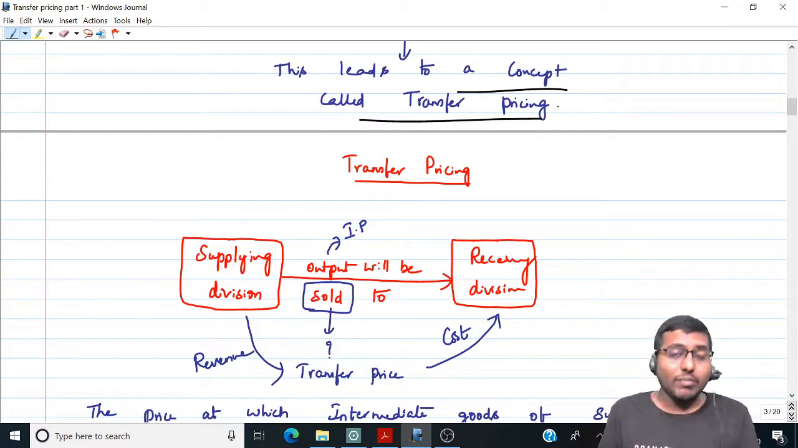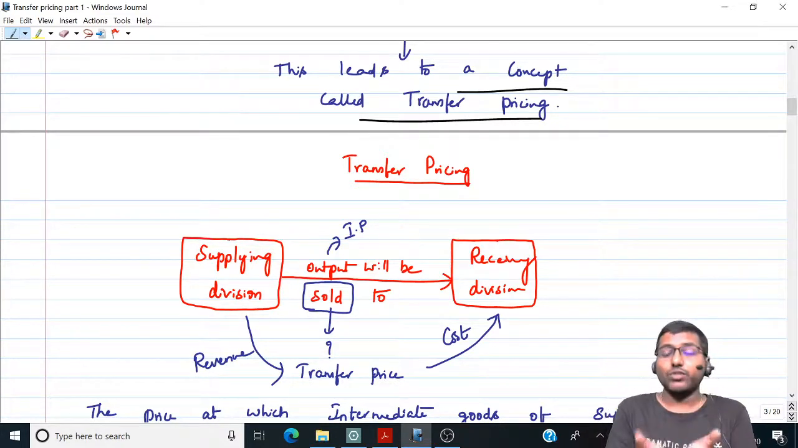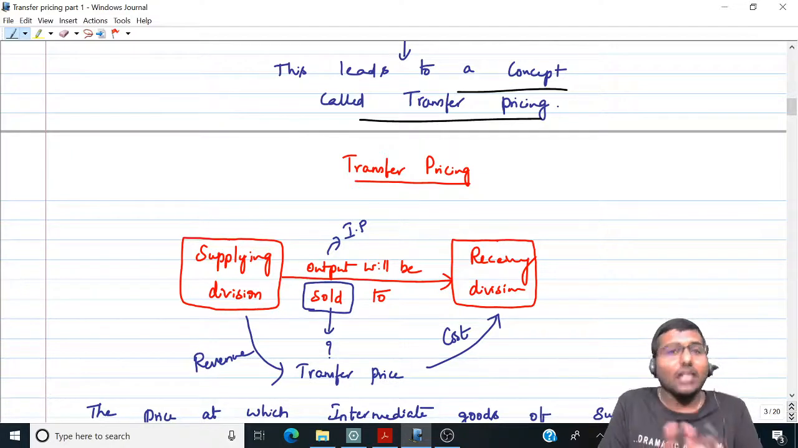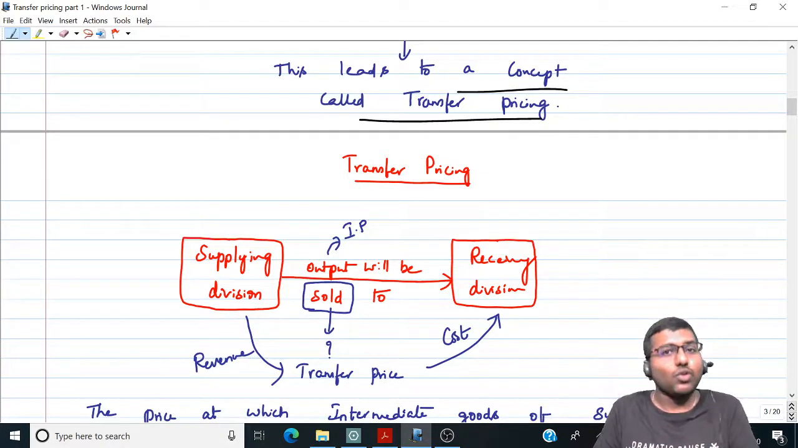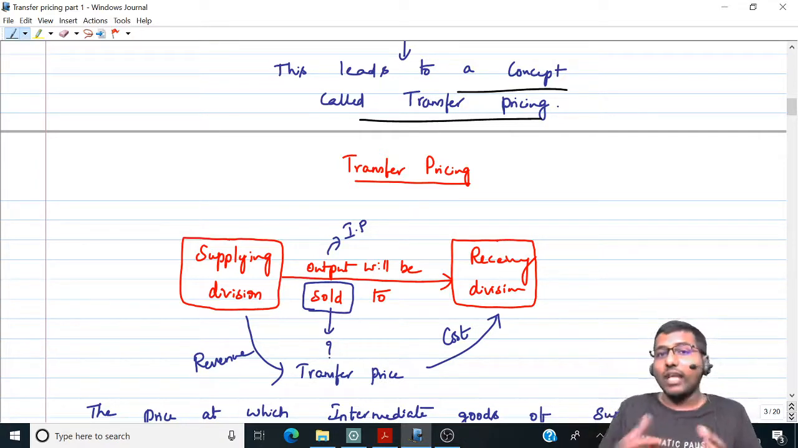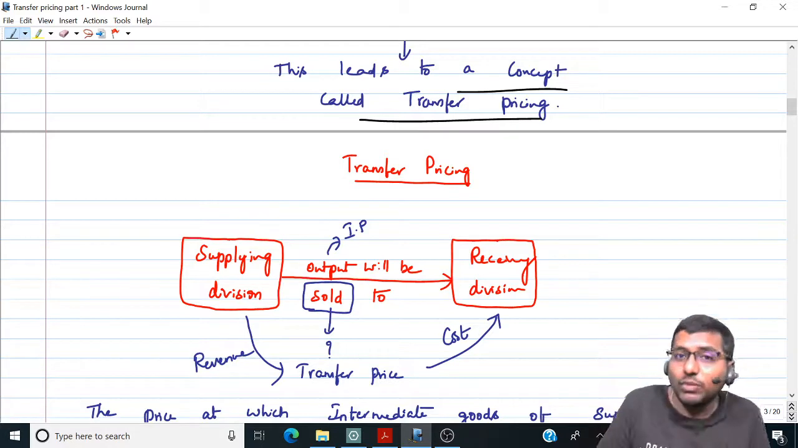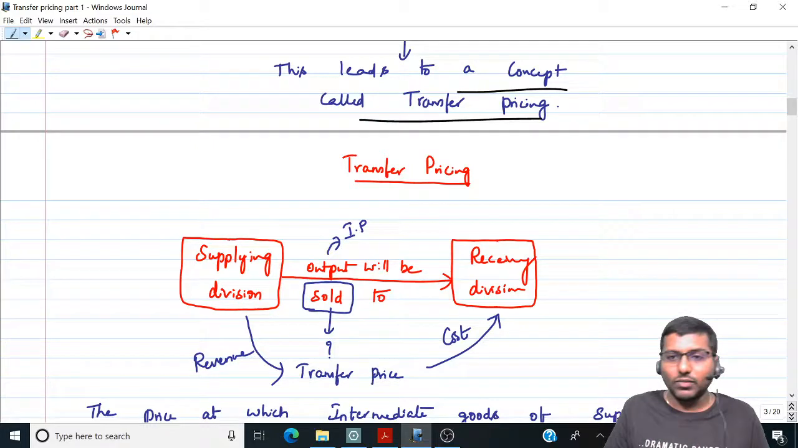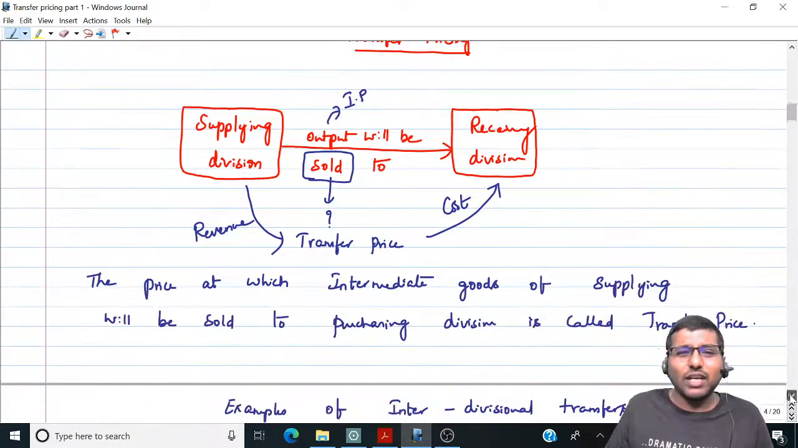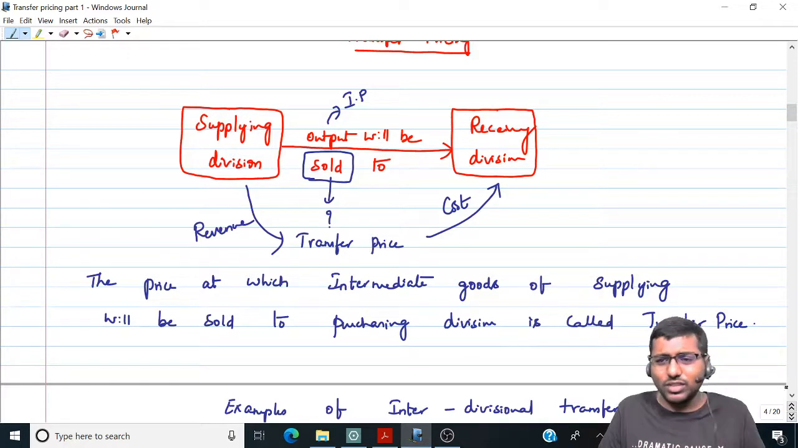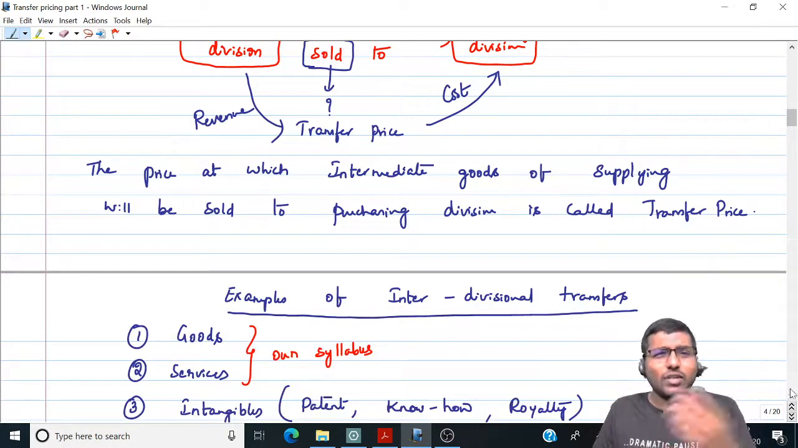So to make that measurement of performance possible, I introduced something called transfer pricing, which is a pseudo selling price, where the supply division will artificially sell its output to the receiving division at a selling price called transfer price. Thereby the supply division will have some profit based on which its performance will be measured, and accordingly a bonus will be given. So this is the whole funda initially. Are you able to understand? The remaining basics anyway, I think you people know. The price at which intermediate goods of the supply division are sold to the receiving division is nothing but transfer price. So transfer price is revenue for the supply division and cost for the receiving division.